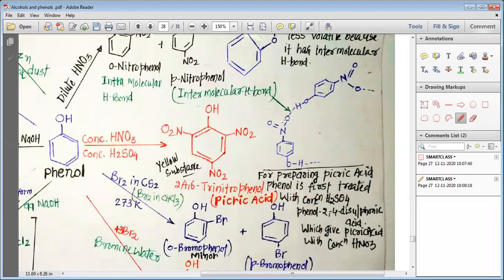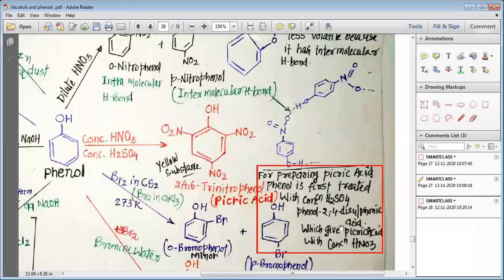Now, my dear students, we are going to understand again the nitration of phenol in some other manner. So, for preparing picric acid, please pay attention to the box that I make here, the text that is written with the black ink. For preparation of picric acid, phenol is first treated with concentrated sulfuric acid. So phenol 2,4-disulfonic acid is prepared, which gives picric acid with concentrated nitric acid.